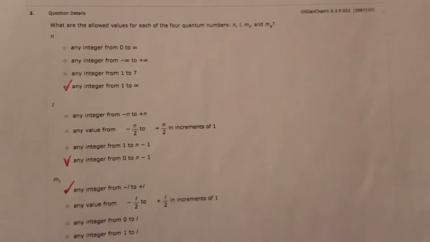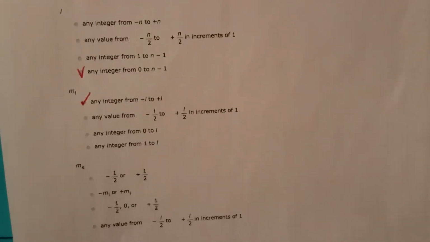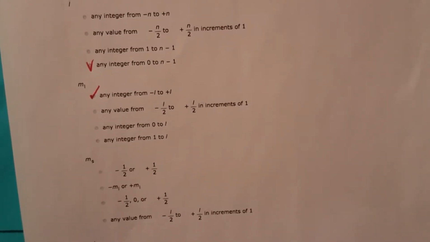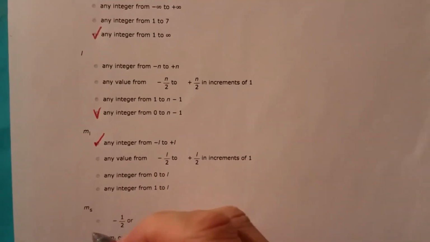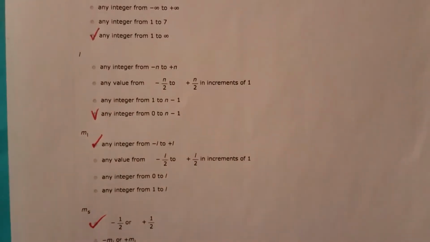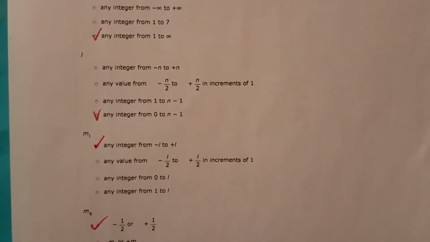Okay, so the last one, of course, we already know for the ms values. Let me just adjust this a little bit. Okay, for ms values, that should be either negative 1/2 or positive 1/2. Is that right? So therefore, that should be the first choice right there. Okay, that's question number 2.